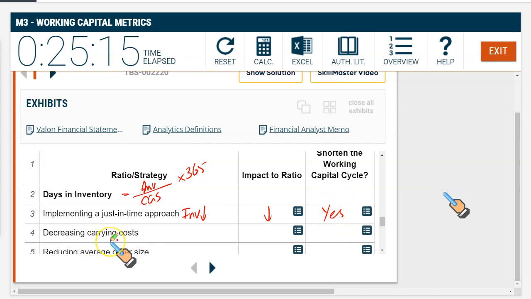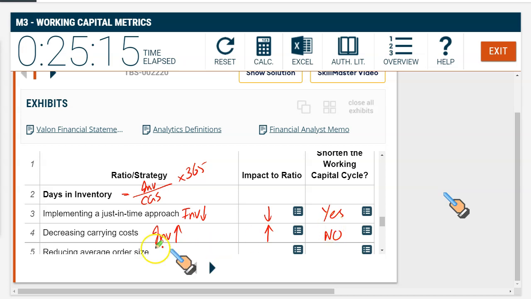Next, decreasing carrying cost. What is carrying cost? Insurance on your warehouse, custodial services of the warehouse, maybe storage cost involving rent, obsolescence, deterioration, all the costs involved in carrying the inventory in the warehouse. If the carrying cost decreases, then you will most likely carry more stock. When you carry more stock, your numerator goes up, days in inventory goes up. When the days in inventory goes up, your working capital cycle will not shorten, rather it will increase.